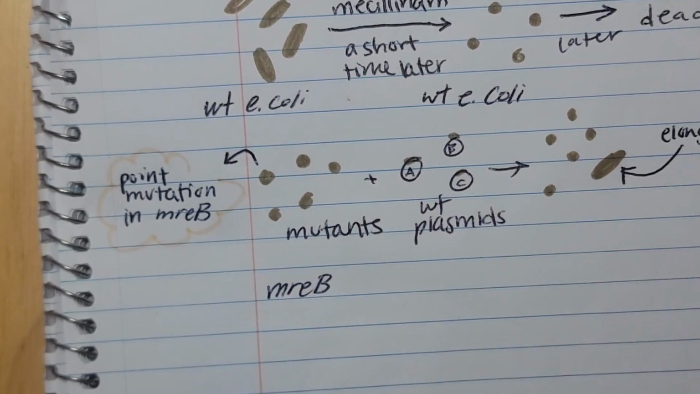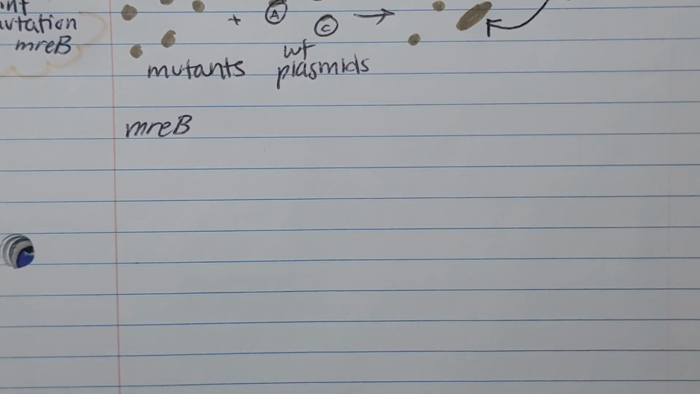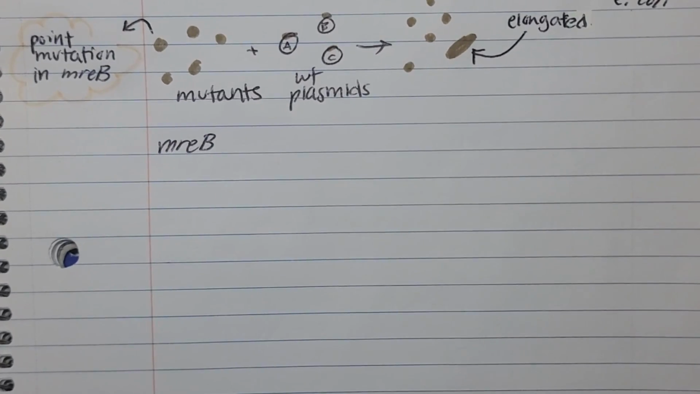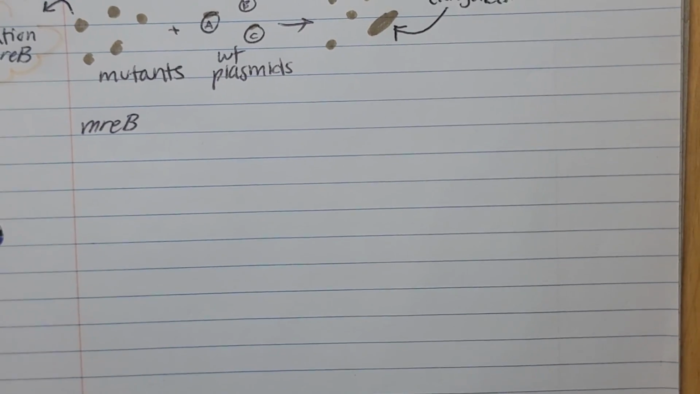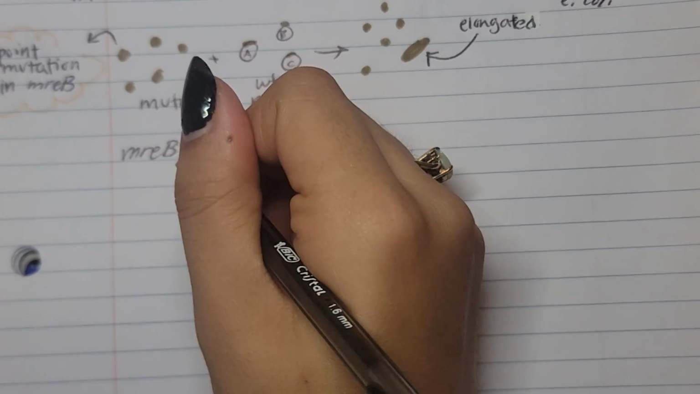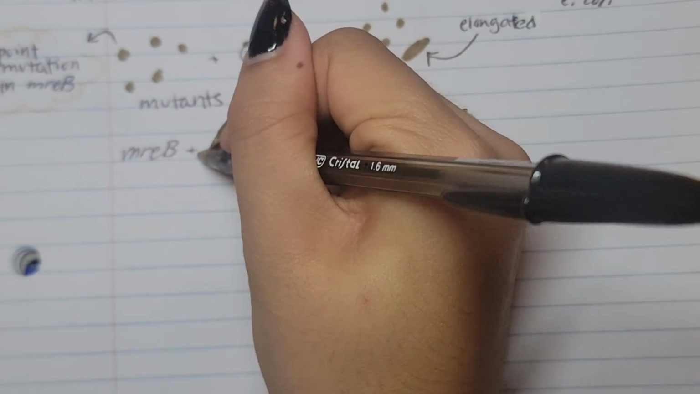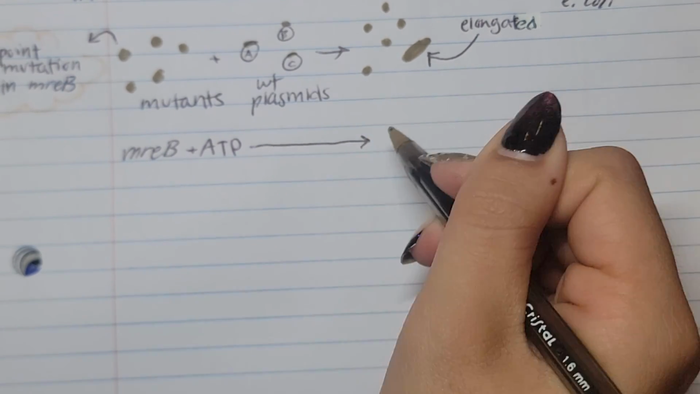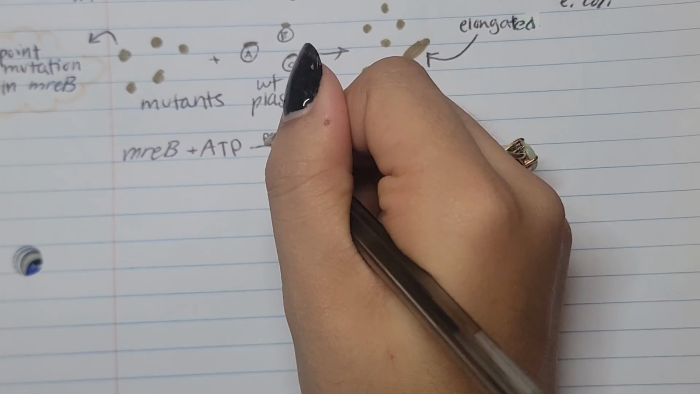MreB, which is italicized because it's a gene. Let's zoom out. MreB actually uses ATP to polymerize into something really similar to actin. So this is through polymerization.